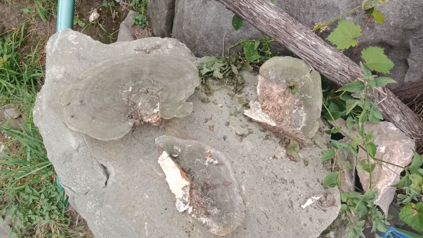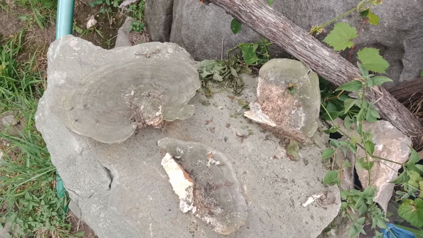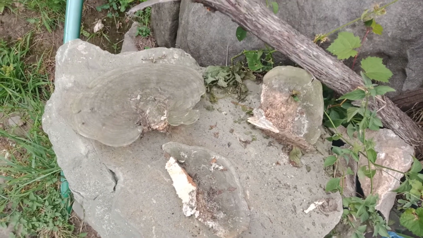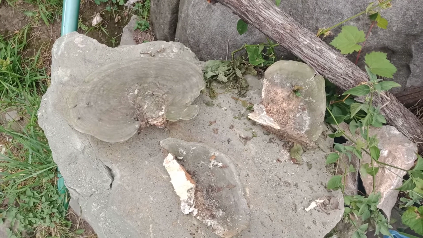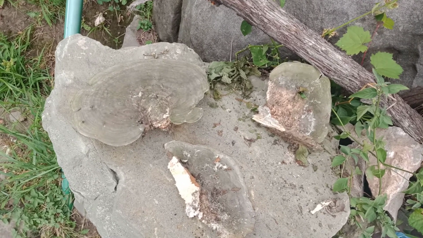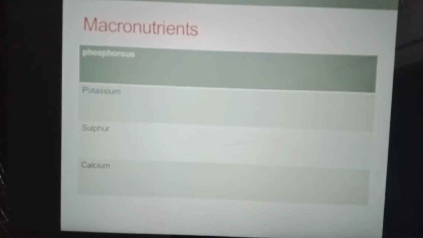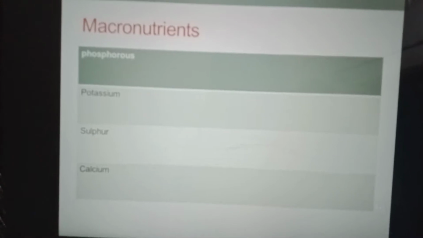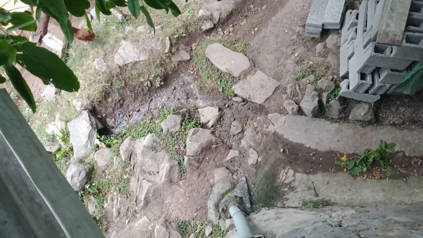And these bracket fungi are absorptive heterotrophs, and these are decomposers also because they secrete digestive enzymes and absorb nutrients from the substance on which they are growing. And now I will discuss macronutrients, which are phosphorus, potassium, sulfur and calcium. Are you able to watch the sewage water?